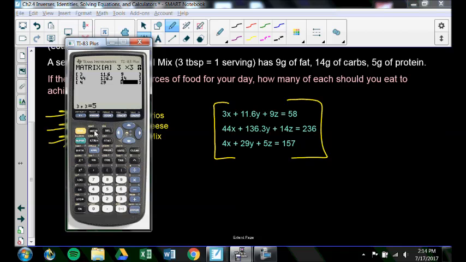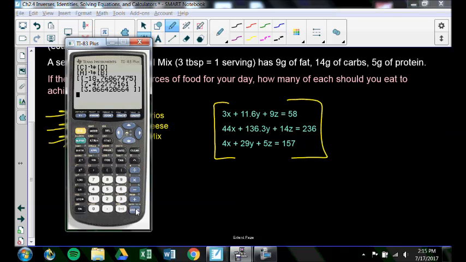Okay, there's matrix A. I'm going to edit matrix B. 3 by 1. I'm going to go 58, 236, and 157. Now, A inverse times B. Gives me this. And it's like, well, shoot, negative 18, 7.4, and 3.